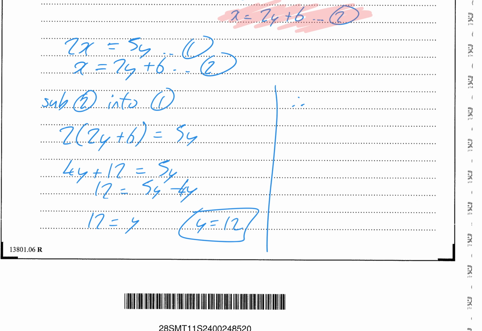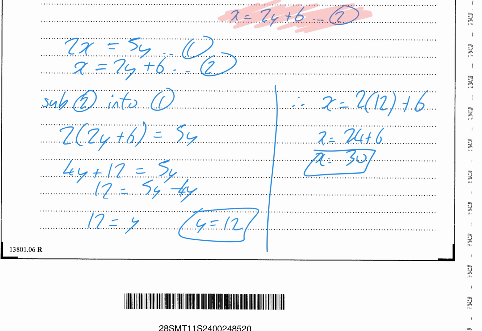Fire that into equation 1. No, fire that into equation 2. You're going to say then your x is equal to, well, put it in later, it doesn't really matter, but your x is going to be equal to 2 times my y, which is 12, plus 6, so x is equal to 24 plus 6, x is equal to 30.